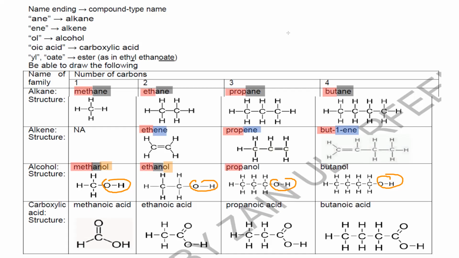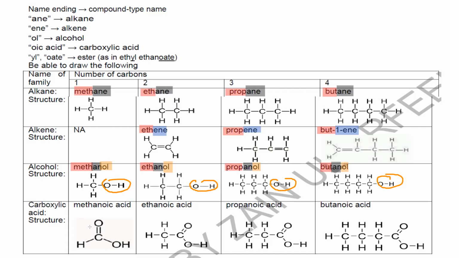3 carbon atoms we call prop, single bond between them we call an, and due to the presence of OH it becomes ol, so it is propanol. 4 carbon atoms, but, single bond between them, and due to the presence of OH it is ol, so it is butanol.